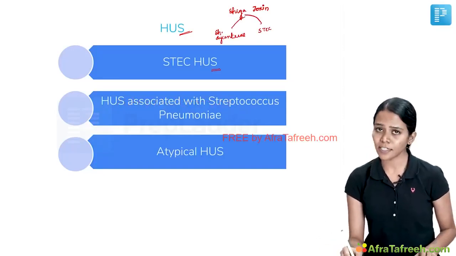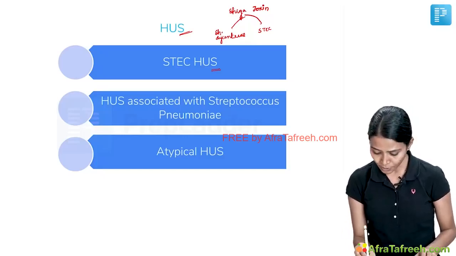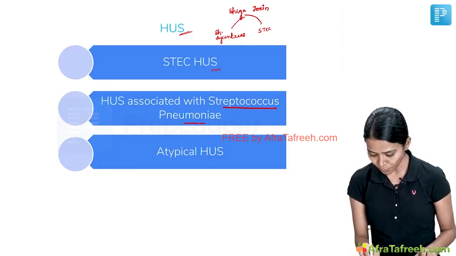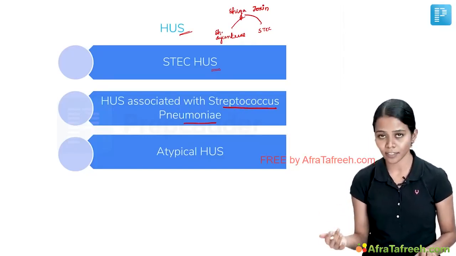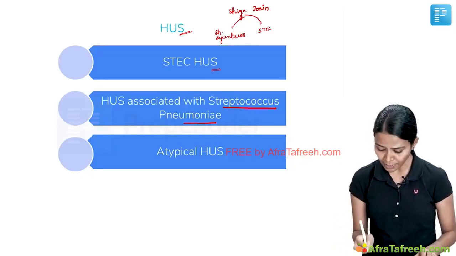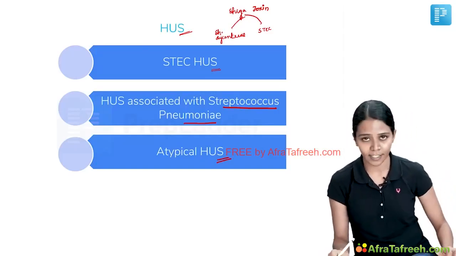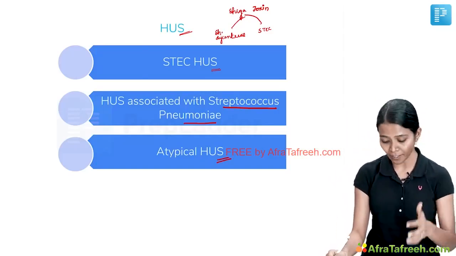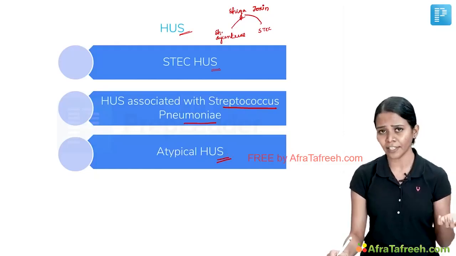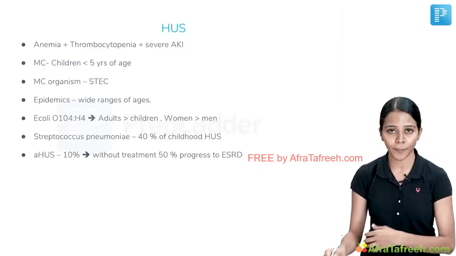So this is Shiga toxin producing E. coli induced HUS. Second is HUS associated with Streptococcus pneumoniae. Streptococcus pneumoniae is another infection where 40% of cases of HUS are seen to be because of this. The third is atypical HUS, which can be because of a familial or a genetic deficiency of any of the factors of the complement system like factor H, or excess activation of the alternative complement pathway.